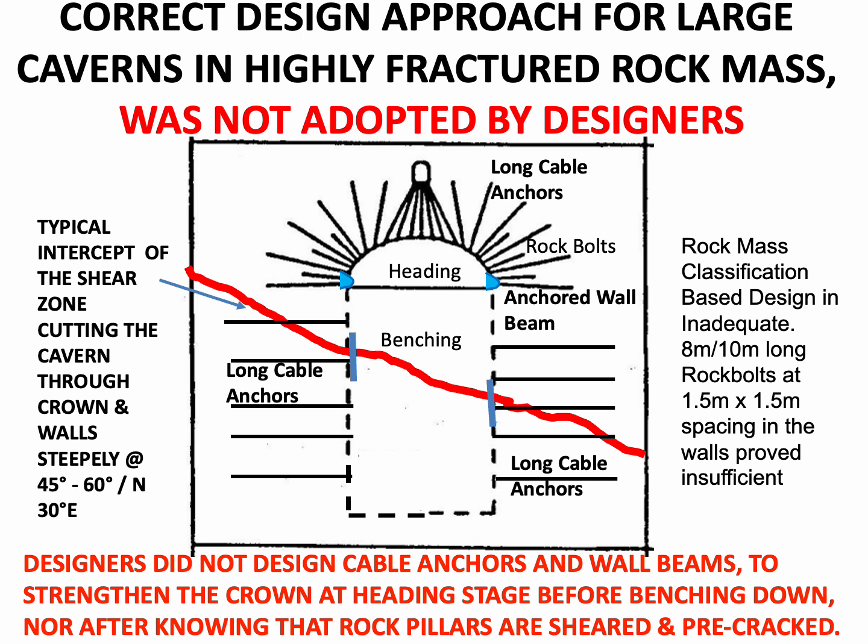through these suggested wall beams and throughout the depth of Downstream Surge Gallery walls to strengthen and provide structural stability to the Downstream Surge Gallery. This was not adopted by designers, whereas it was quite known by that time that rock pillars are sheared and are behaving like a pre-cracked section.